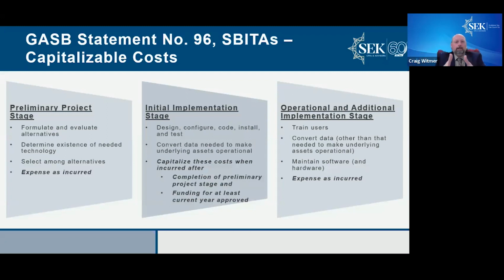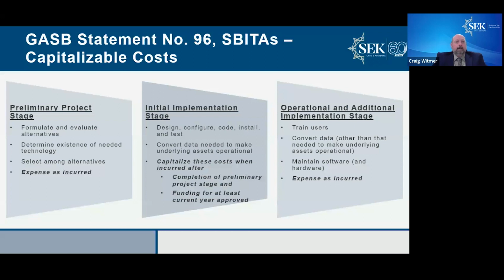So it's this middle stage, this initial implementation stage, where costs incurred are going to be capitalized as part of the subscription asset. So any kind of cost if you have some internal design of your systems to get this software in place, coding, installing, testing within your own system. If there's data conversion that's required as part of the implementation of the software, that area of cost is going to be capitalized.